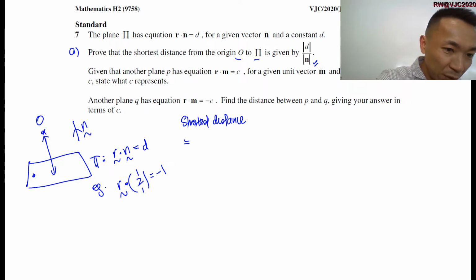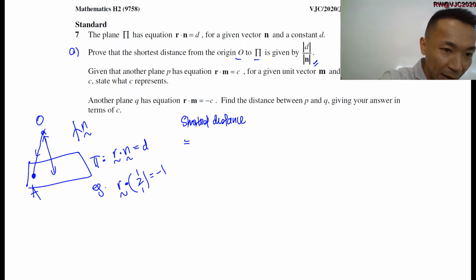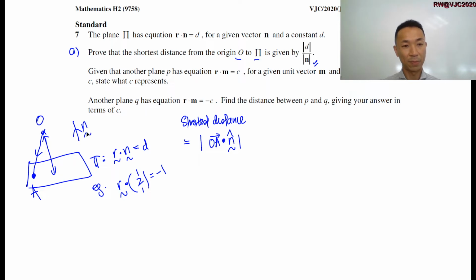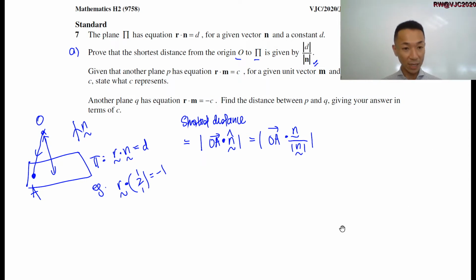How do we usually do it? We will find one point on the plane, let's call it A, and I'll take OA, and project onto n hat. This is a projection formula, you must know this. Okay, done. But then we eventually want it to be shown that it will be like this. What is n hat? n hat is n over magnitude n. Not quite easy.